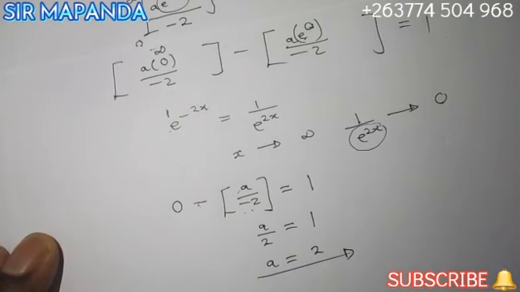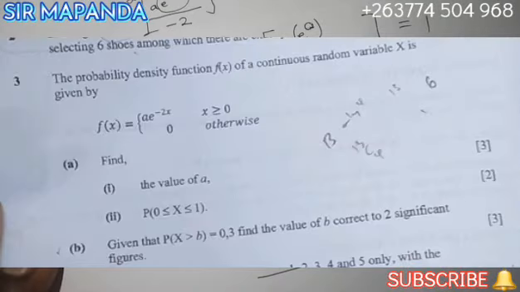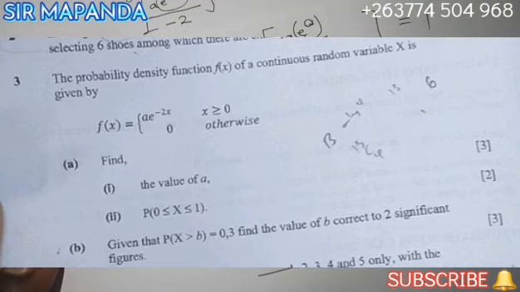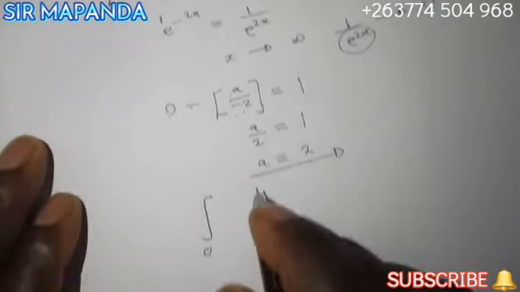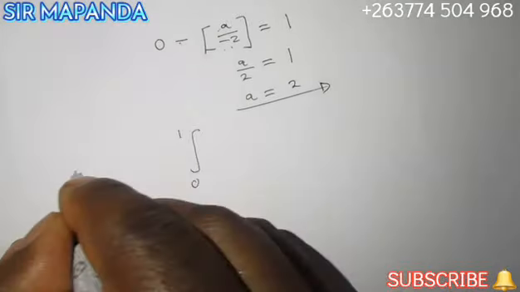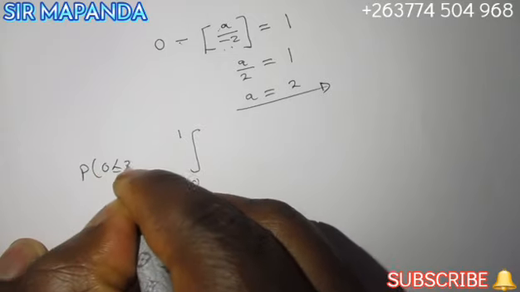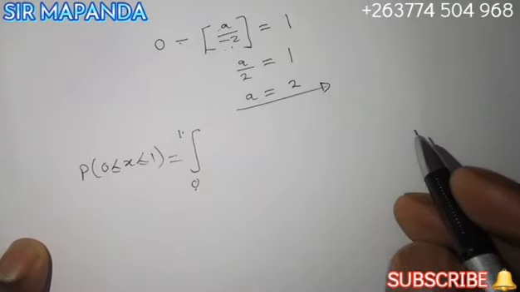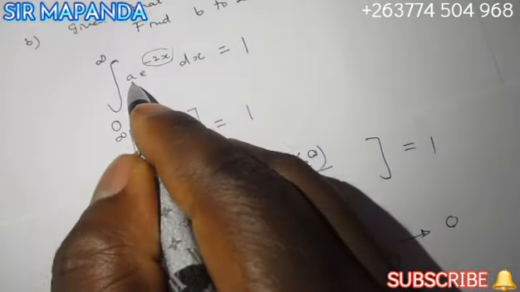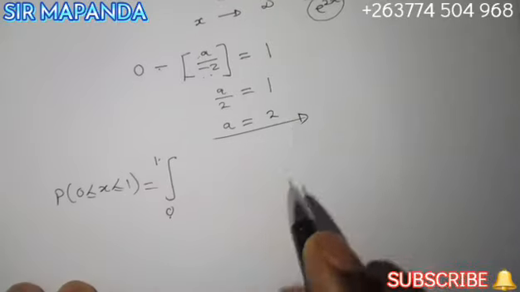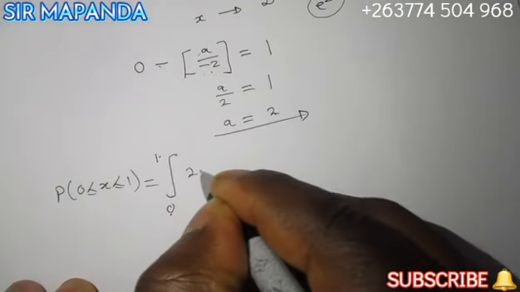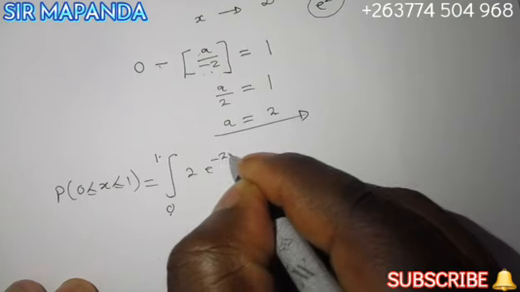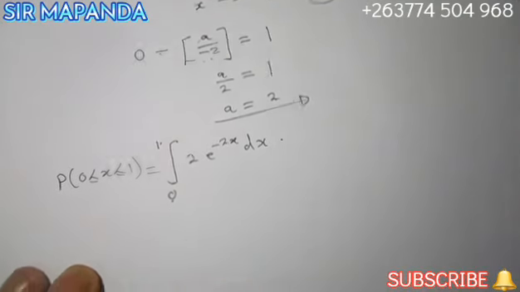Right, then we move on to part 2 of the question. Find the probability for 0 less than or equal to x, less than or equal to 1. Here you have to integrate from 0, the lower limit given, up to 1. You start from 0 up to 1. Right, so on a, I'm now putting the 2 that we calculated in part A. So we now have 2 e to the power of minus 2x dx. I hope you are following.